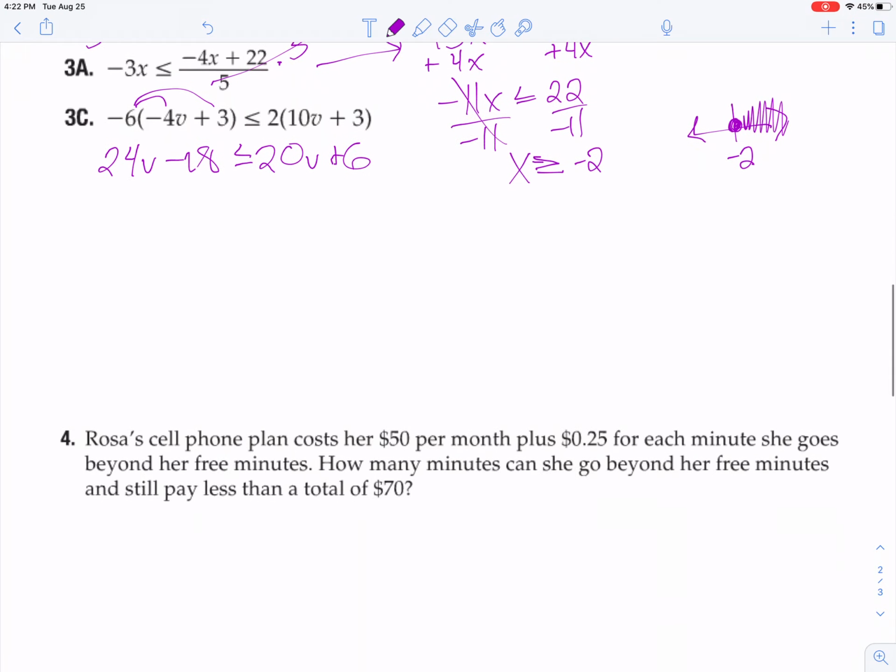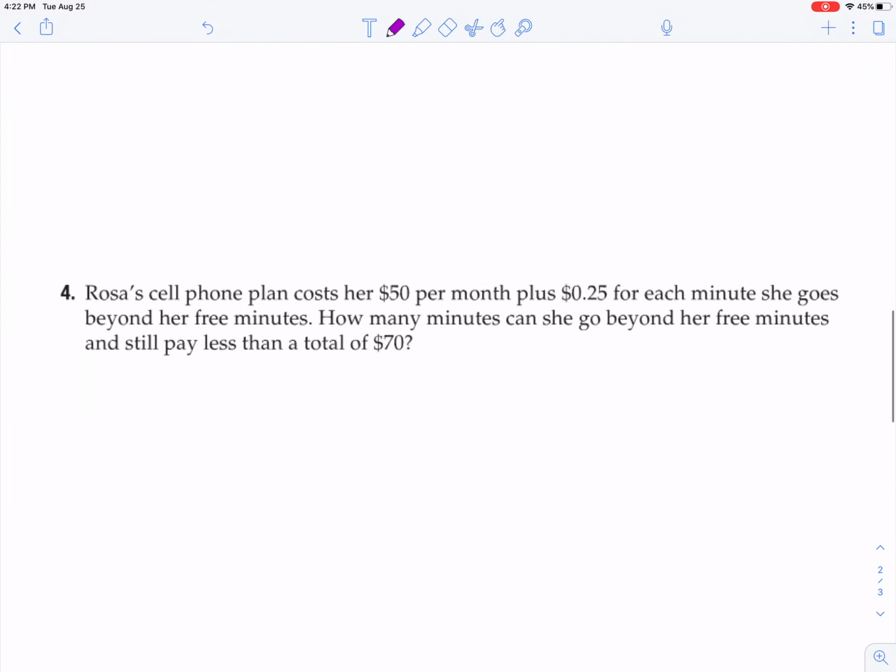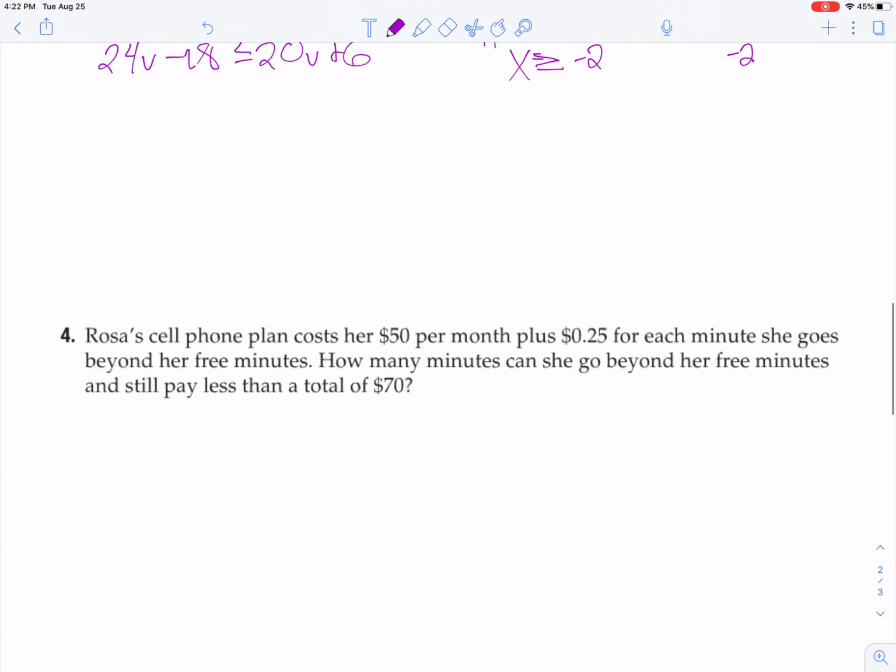We use inequalities when we talk about bills and things. Here we have Rosa, and she needs to stay under $70 a month, but her phone plan charges her for minutes after she goes beyond her free minutes. Believe it or not, that used to be how cell phone plans were. It didn't used to be all unlimited. And so that's how we can figure out how many minutes she can talk on the phone before she exceeds her budget?